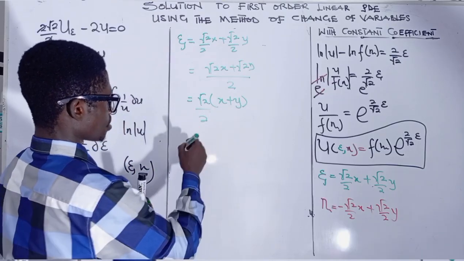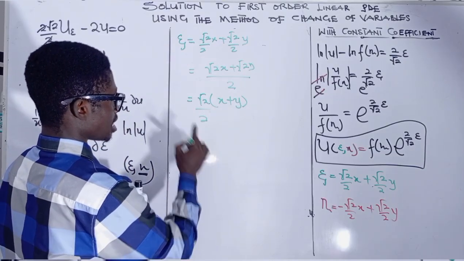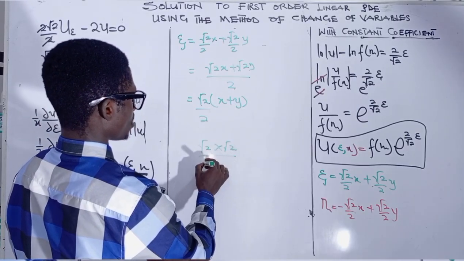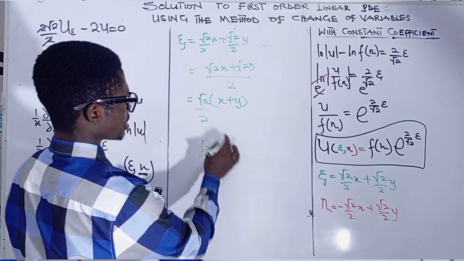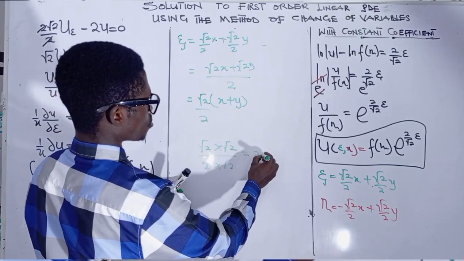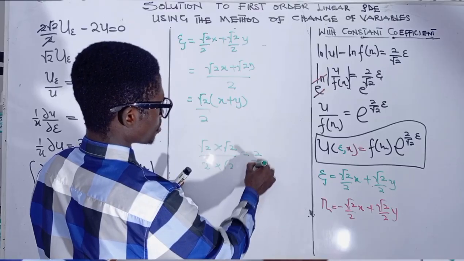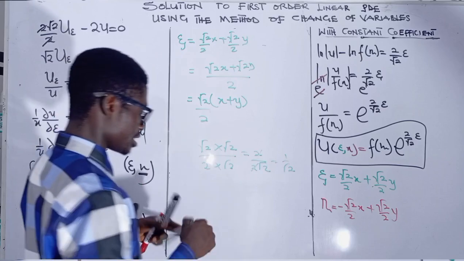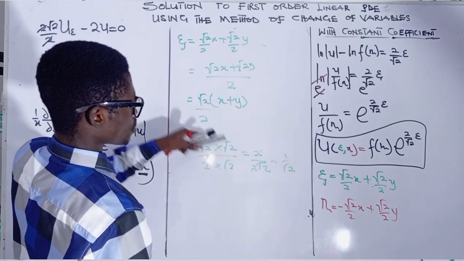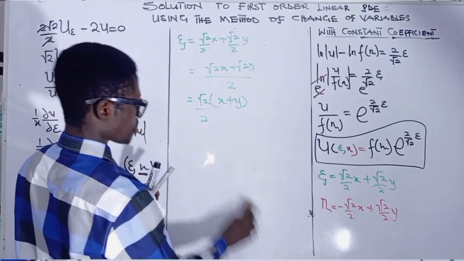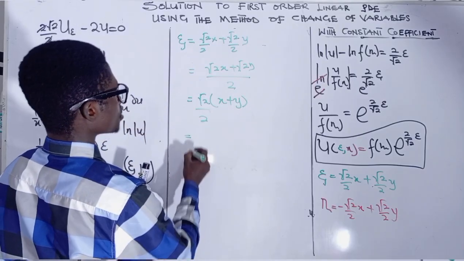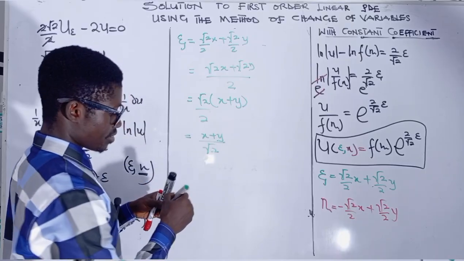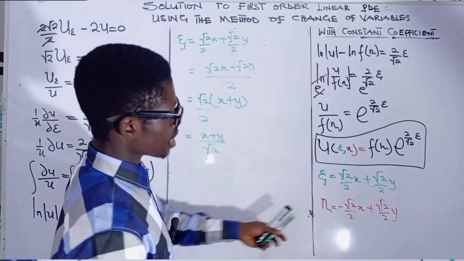Now root 2 over 2, we can rationalize the numerator. We can write it as root 2 times root 2 all over 2 times root 2. We are rationalizing the numerator. And this is going to give us 2 all over 2 root 2. This will cancel this. We have 1 over root 2. Very interesting. In fact, math is very interesting. So it means that root 2 over 2, we are going to write as 1 over root 2. So we have x plus y all over root 2. Very interesting.